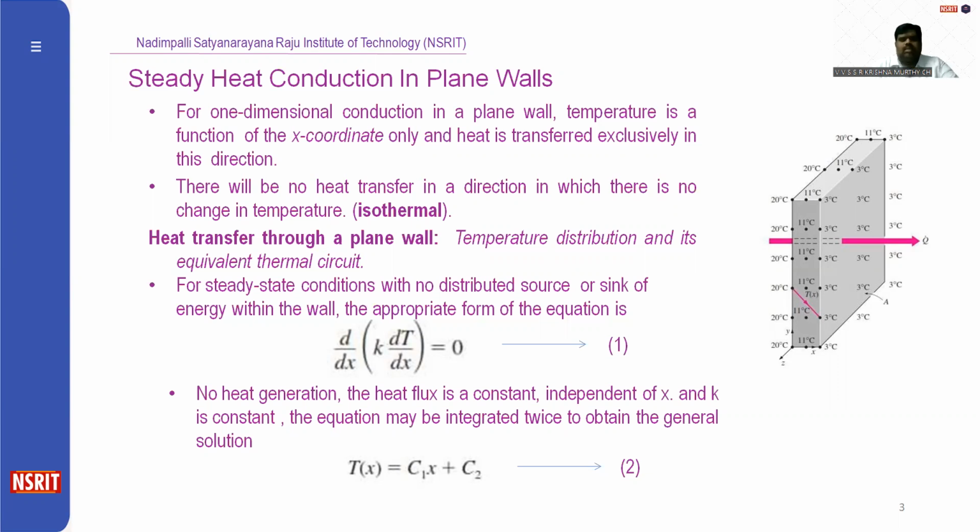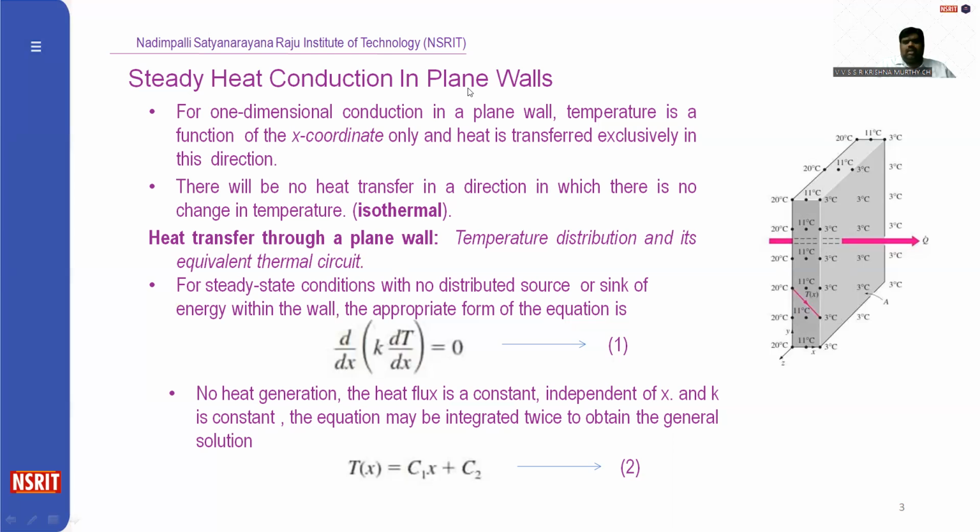Now let us consider a plane wall and how we can draw the thermal circuit for this. Let us take a plane wall like this. If you see this, one side is at 20 degrees and the other side is at 3 degrees. On the top we have 11 degrees, which means the wall is maintained steadily in either of these directions, so in every direction it is maintaining steady. Now we will calculate the heat transfer.